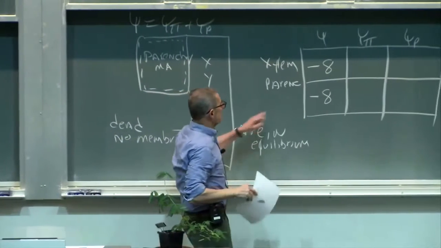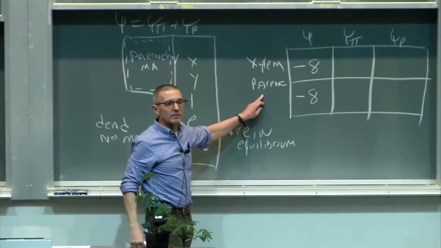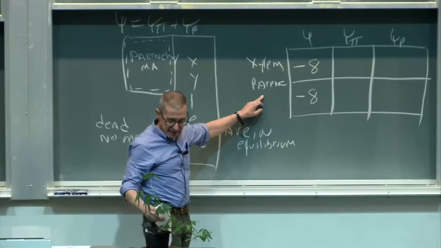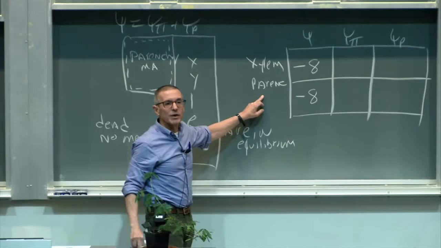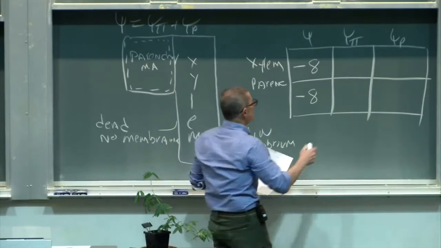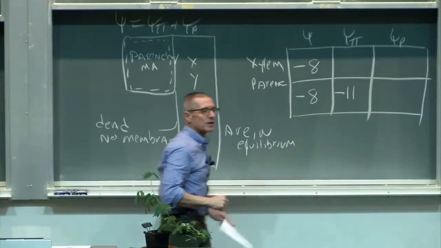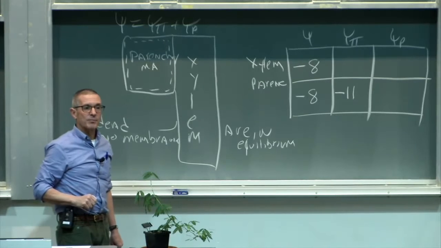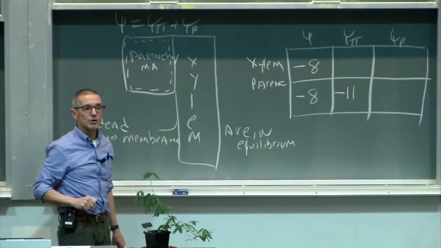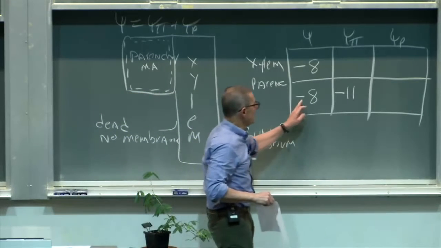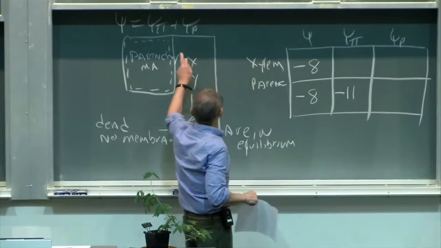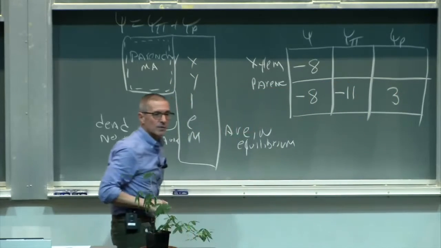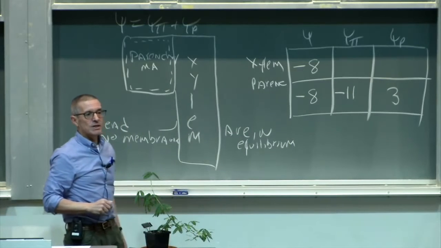Let's look at the parenchyma cell. The parenchyma cell is a living cell. It has a membrane surrounding it. As a result of having a membrane surrounding it, it is able to increase the amount of solid on the inside. So a reasonable value in this particular example for the amount of solid inside would be -11. Now, because it is a cell with a membrane, it has the possibility of increasing turgor pressure. Since we have these two numbers here, we're able to calculate what the turgor pressure would have to be, and the turgor pressure in this case would be 3. Pretty clear on that.